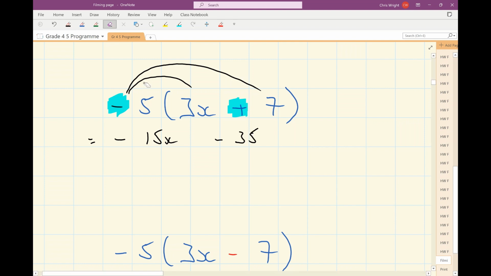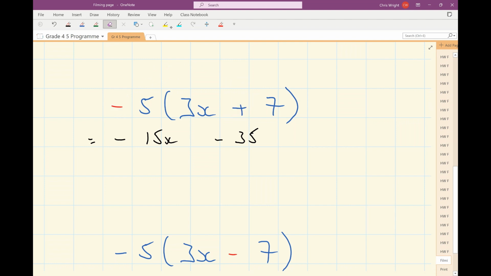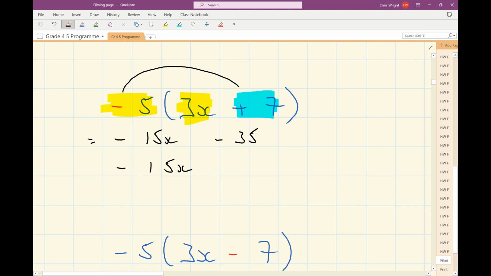If you don't like thinking about it that way, you can think about it this way. You can go minus 5 times the 3x is minus 15x, and then you can go minus 5 times the plus 7. Minus times the plus is a minus, of course, so minus 5 times plus 7 is minus 35.